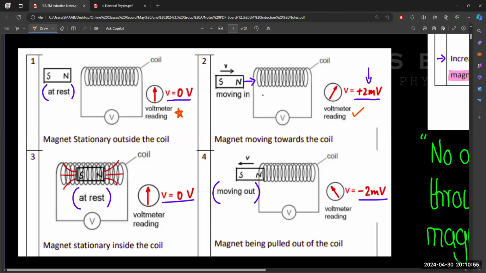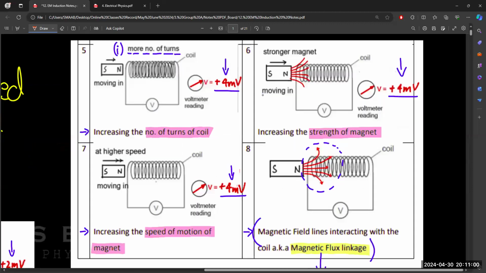Let's suppose we move this magnet very fast or we move this magnet slowly. These are the factors. If we increase the number of turns, it will also increase the reading in the voltmeter, meaning an increase in the value of induced EMF. If we use a stronger magnet, the stronger magnet will also increase the output. Moving the magnet at high speed will also increase the value in the voltmeter. So these are all the factors that will affect the value of induced EMF.